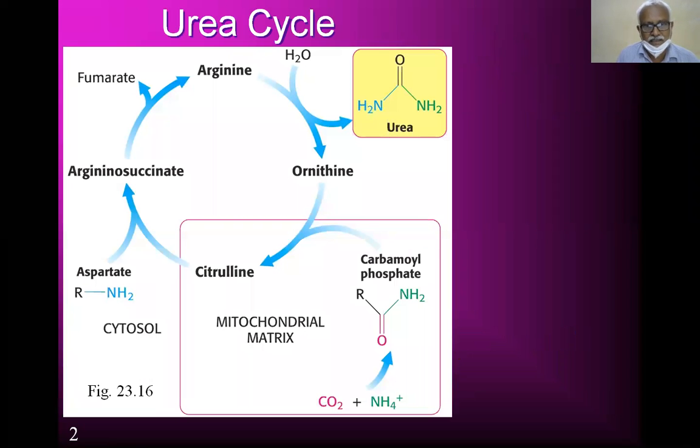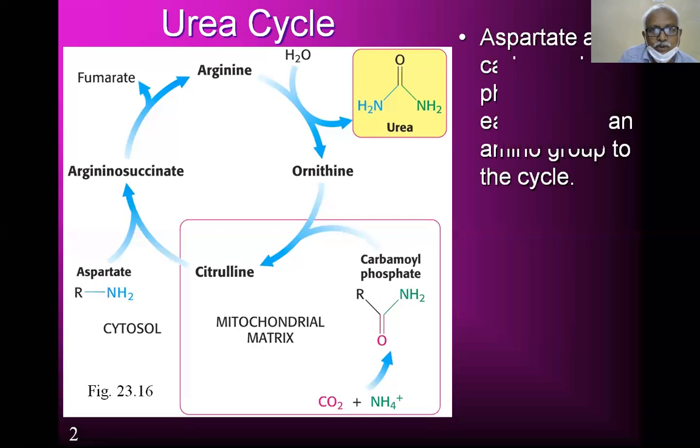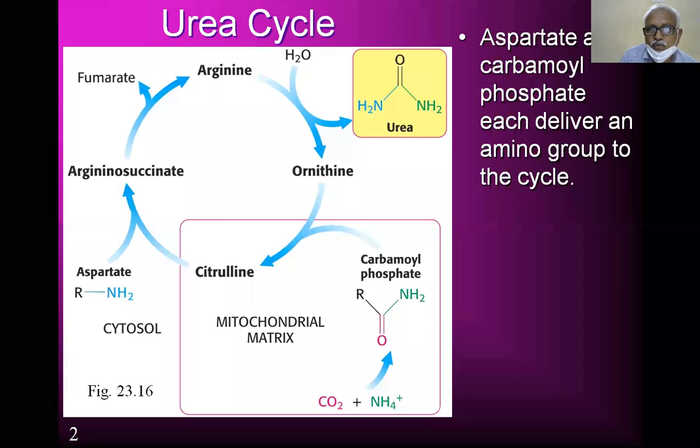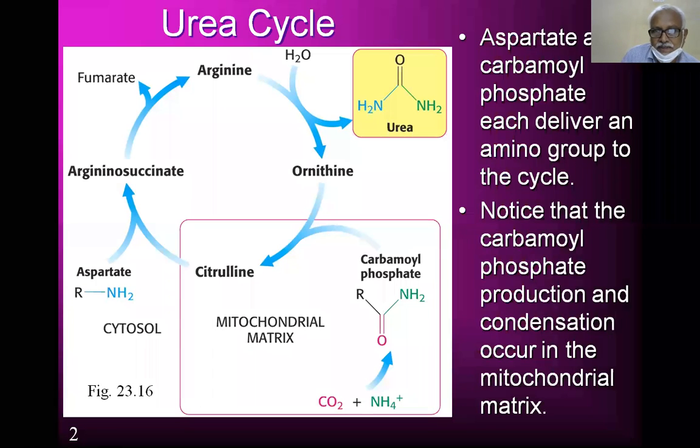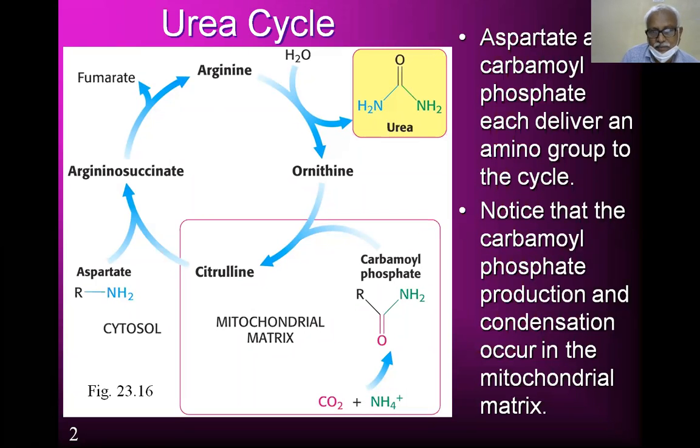So this is the mitochondrial matrix and cytosolic compartment of the urea cycle, and all of you have written this very nicely, so I need not go through it. Aspartate and carbamoyl phosphate each deliver an amino group to the cycle, and carbamoyl phosphate production and condensation occur in the mitochondrial matrix. This you have to remember for viva.